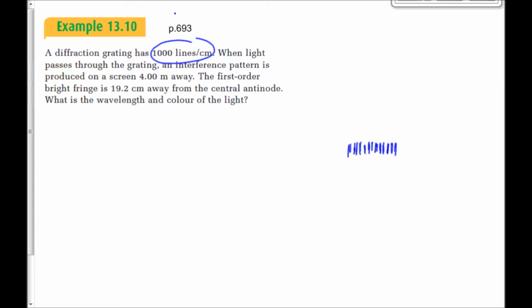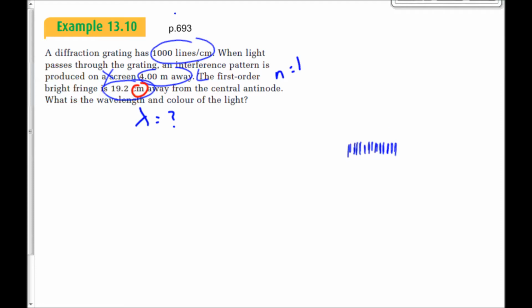We know what this is. This is L. The first order bright fringe is 19.2 centimeters away from the central bright spot. That's going to be X, but we're going to make sure we convert that to meters. N in this case, first order bright fringe, is going to be equal to 1. We're looking for the wavelength, and we won't worry so much about the color. But we've got to figure out that 1,000 lines per centimeter.